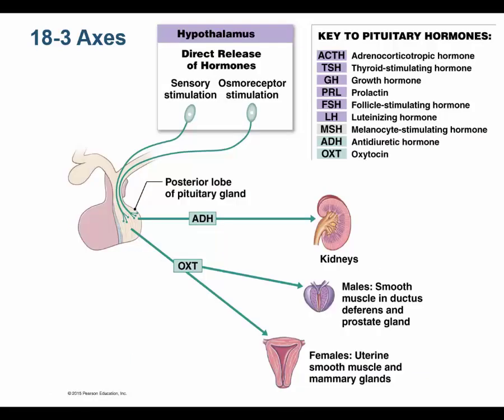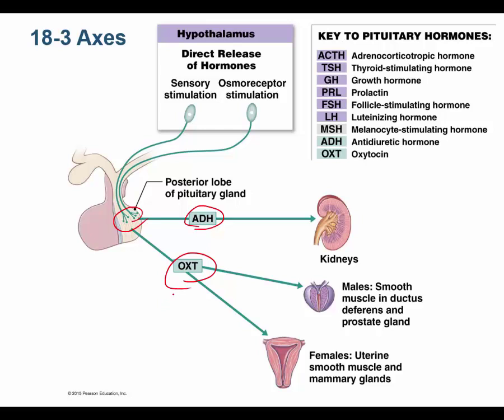All right, the posterior pituitary only stores hormones. It stores them at the end of these axons. The hormones are actually made in the hypothalamus. I think I've said that probably a dozen times by now. So what happens is the hypothalamus makes ADH and oxytocin, stores them down here in the end of their axons, and upon stimulation, these axons secrete ADH or oxytocin.